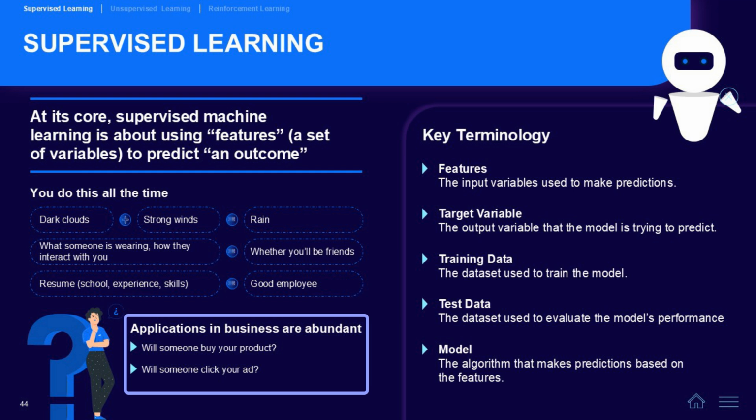Companies use it to predict customer behavior, such as whether someone will buy a product or click on an ad. These predictions help businesses tailor their strategies and improve their decision-making processes.